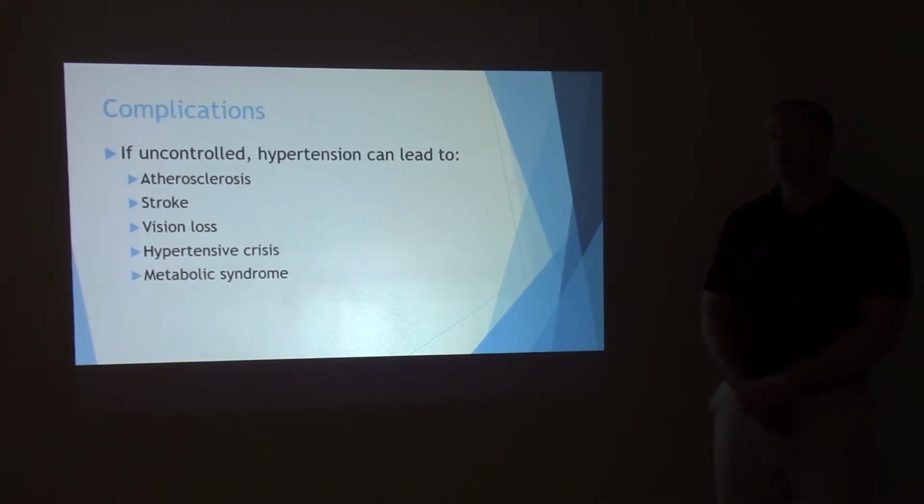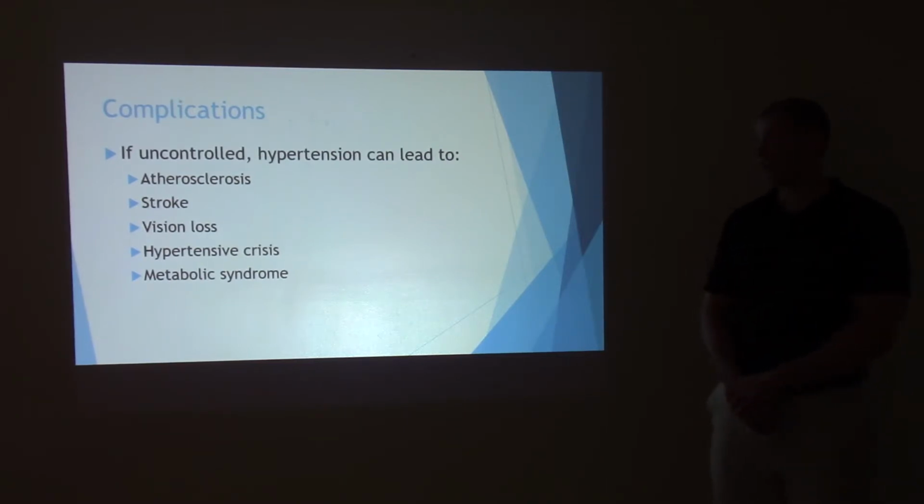So some complications of hypertension include the following. Atherosclerosis can be an issue. What you're going to see there is an increase in plaque buildup in the blood. If enough of this plaque builds up, it's going to decrease the diameter of the arteries even more, leading to an inability to effectively pump blood and deliver oxygen and nutrients throughout the system.